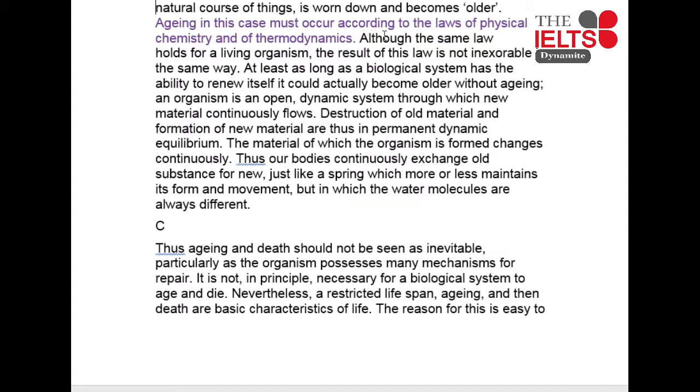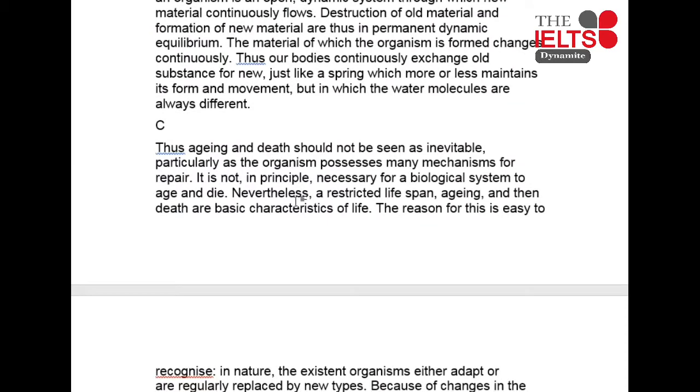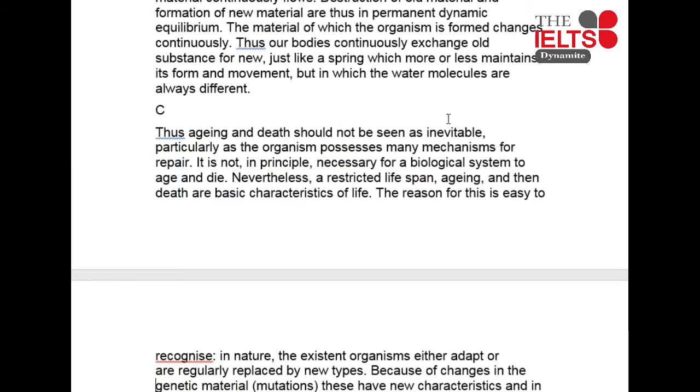So here, I stopped here, so I will continue scanning quickly. These systems, ability, renew yourself, older, aging, organism is opened, immune system, flows, destruction of old material, the material which organism changes continuously, old substance, new, no. So the answers I didn't find materials here. Let us see here. This one, aging, and death should not be seen inevitable. Organism, mechanism, repair, biological system, age and die. Here, up until here, I didn't find the answers.